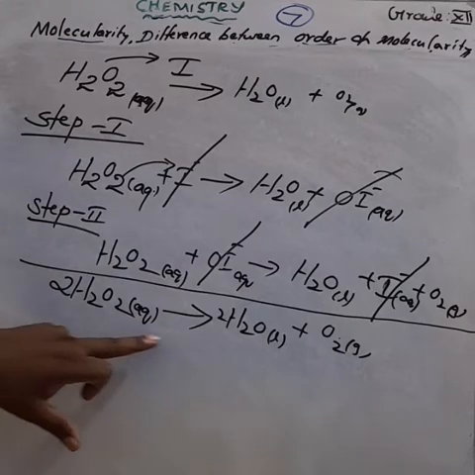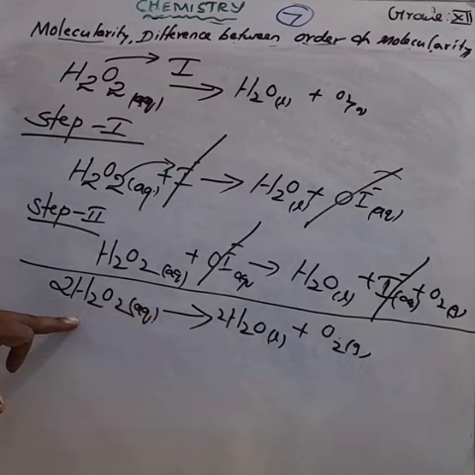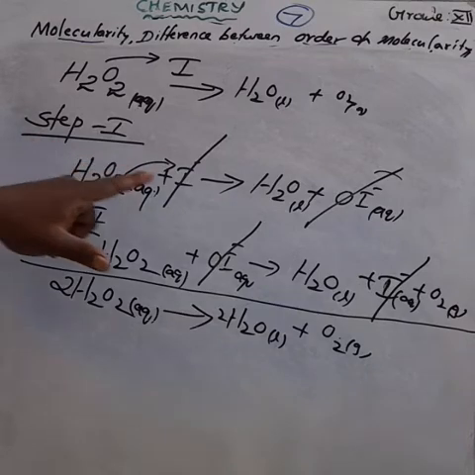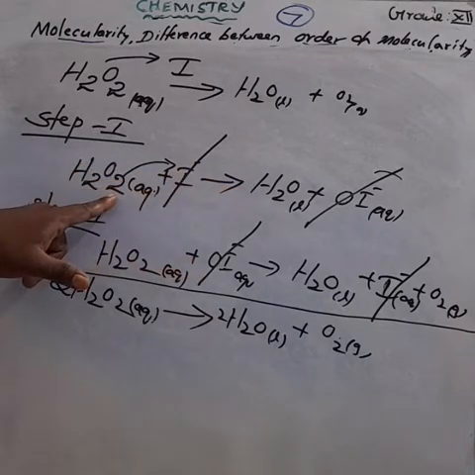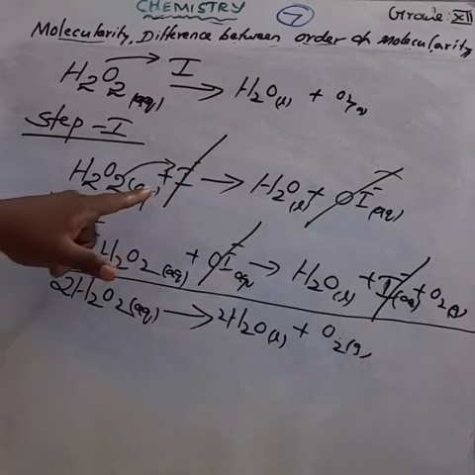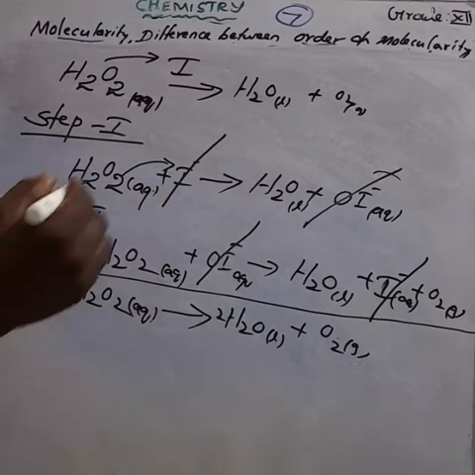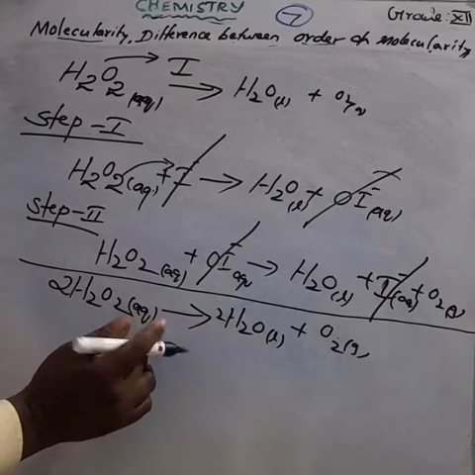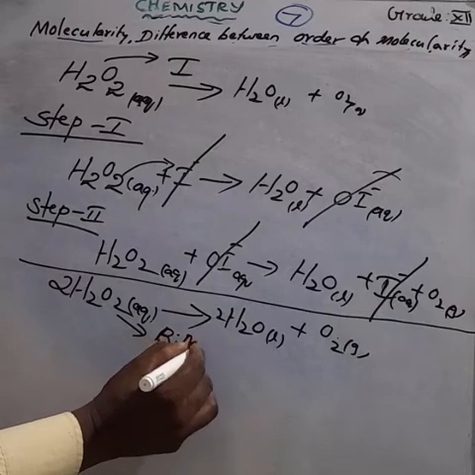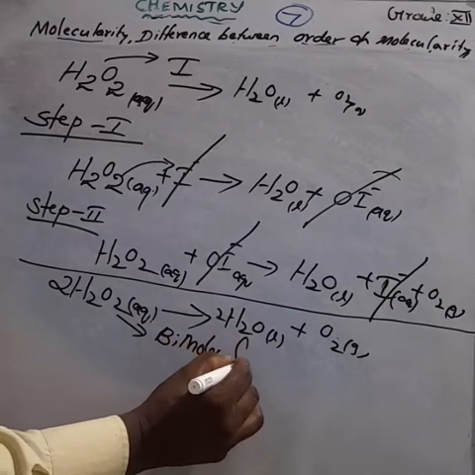We get an overall reaction. Here step 1 is the rate determining step, because it involves both hydrogen peroxide and I minus. So we can conclude that the overall reaction is a bimolecular reaction. Which reaction? Bimolecular reaction.